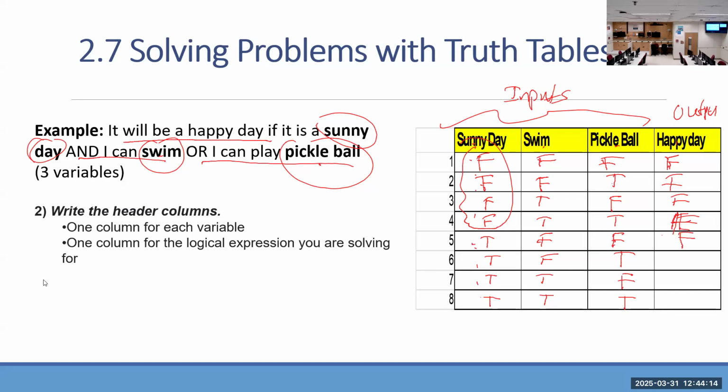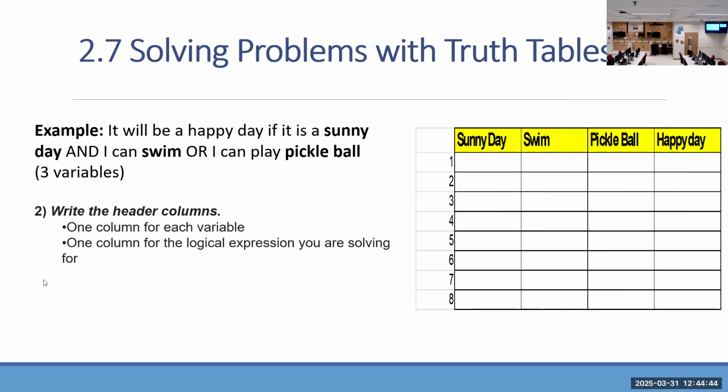What do you think about this one? If I have the sunny day, I cannot swim, but I can play pickleball. Do I have the happy day? Yes, right? So I have T here. If I have the sunny day, I can swim, but I cannot play pickleball. Do I have the happy day? T. And if I have a sunny day, I can do both swimming and pickleball. Do I have a happy day? Okay, that's okay. You work with the truth table here.